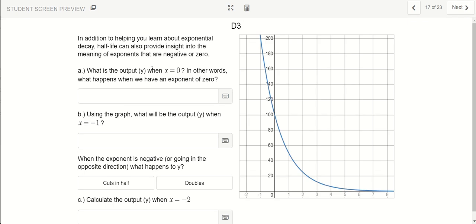D3. Talking about half-life can help us understand positive and negative exponents. For example, when x equals 0, notice that the height of the function is 100, which makes sense, right? If 0 years had passed, I still have all of the carbon. Going forward, notice how I'm cutting it in half, so going backwards would be getting bigger. Notice that at -1, I'm at 200.